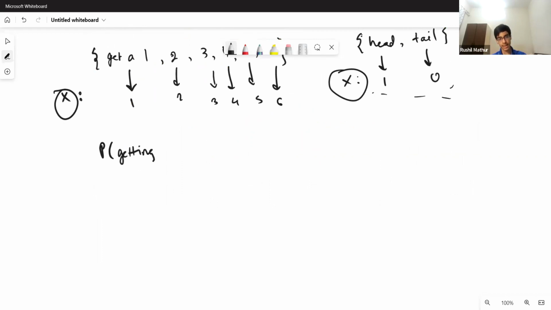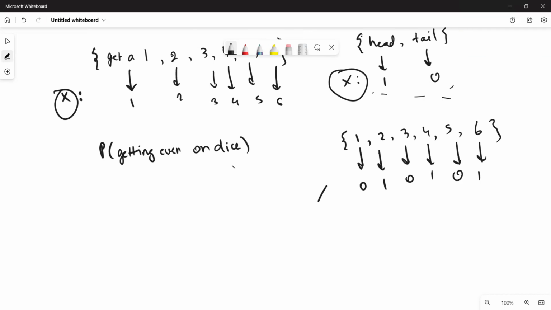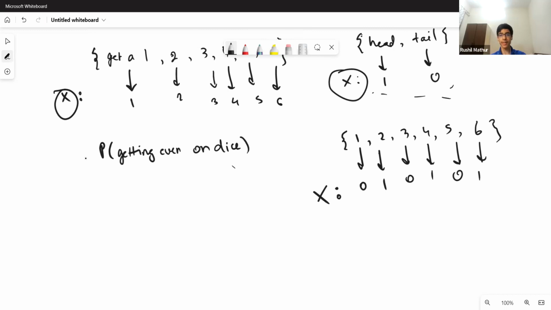Another very useful thing about this is that let's say you want to do something like probability of getting an even number on a dice. Now, this is where it's starting to become informal. This is not math. You're writing English, that's not allowed. So what you do is, again, your sample set was 1, 2, 3, 4, 5, 6. And you map 2, 4, and 6 to 1 because they're even. And you map 1, 3, 5 to 0 because they're odd. And now X is basically this random variable.